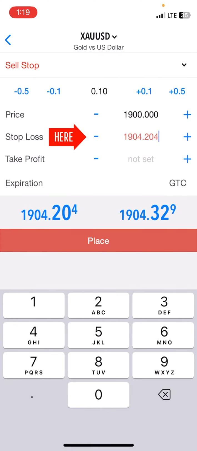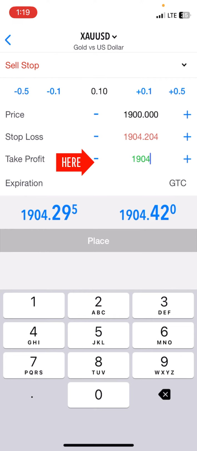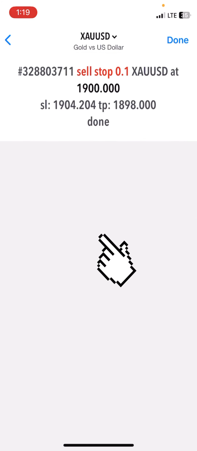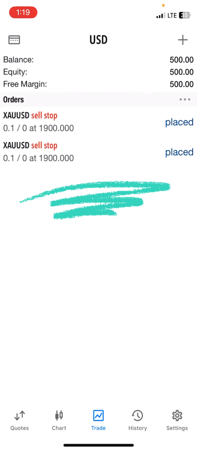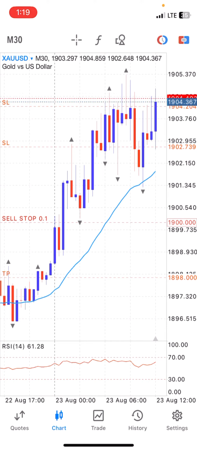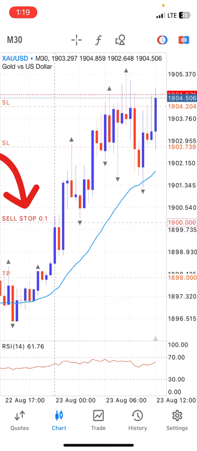1900. You set your preferred SL and you set your take profit, your preferred take profit, say 1898 thereabout, and you place your sell stop. So you can see it's been activated. You go to chart and you can see it. Voila, that's how you set your sell stop.